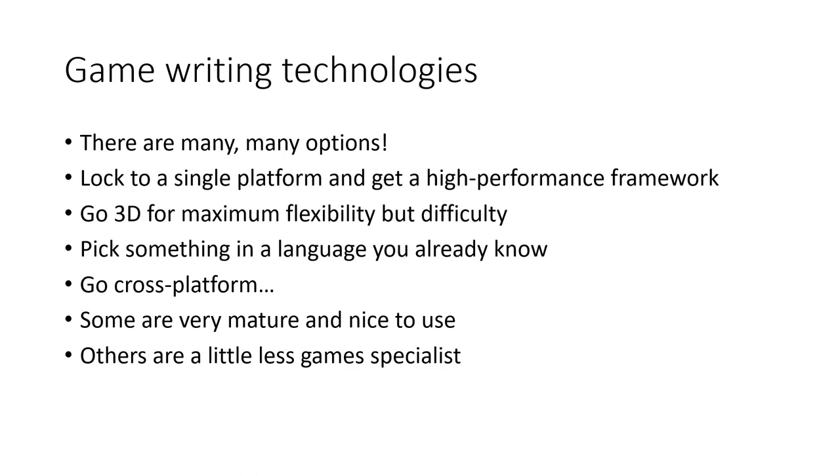And this is my main reason for starting this series: there are so many options available when asking the question of how I go about writing a game. You can choose a framework that's locked to a single platform, let's say a framework that only works on Macs, or one that only works on Windows. You can get something that's pretty high performance, but it's not necessarily going to give you the maximum market for your game, because ideally, if you can have a cross-platform game, then you get something that's going to sell potentially to a lot more devices and a lot more places.